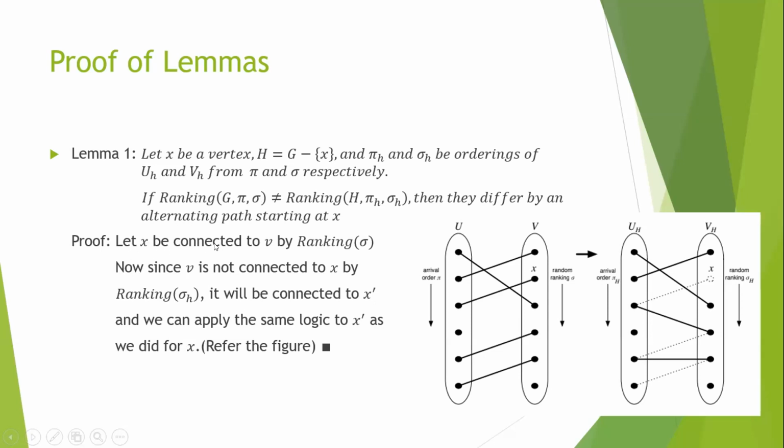The proof. Let X be connected to a vertex V by ranking sigma. Now, since V is not connected to X by ranking sigma H, it will be connected to a vertex X dash in UH. We can apply the same logic to X dash as we did for X. Hence proof.